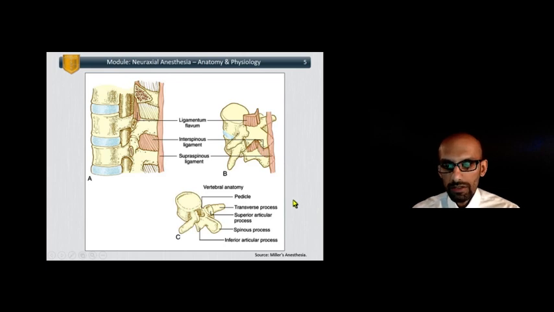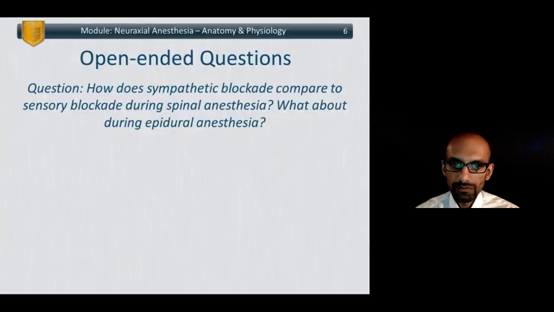And so these are different views from Miller's Anesthesia of these anatomic structures. I'm not going to spend a whole lot of time talking about these. You can certainly review them from the Part 1 exam content if you need to refresh your memory. But by now, if you're sitting for the advanced exam, you know the anatomy of the neuraxis pretty well.